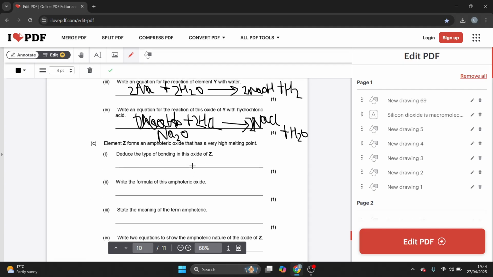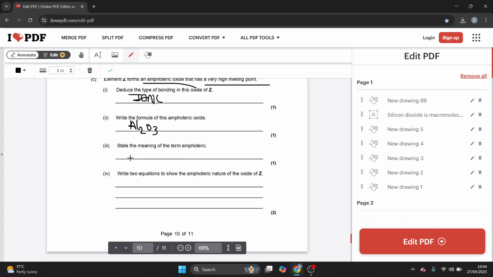Next, the bonding is ionic, the oxide forms an amphoteric oxide with a very high melting point. Write the formula of this amphoteric oxide: Al2O3. Synonym of the term amphoteric: can react with acids and bases.